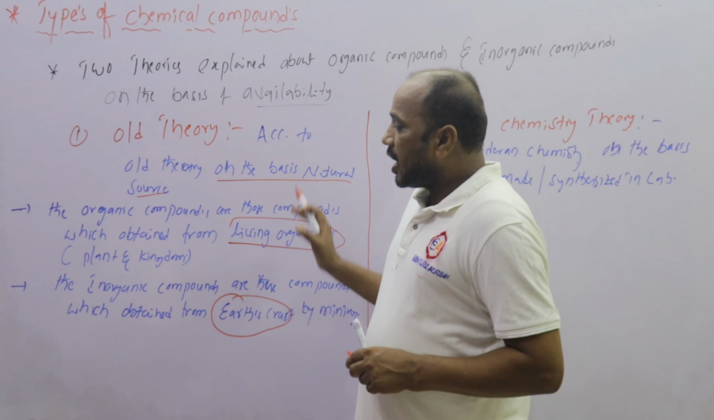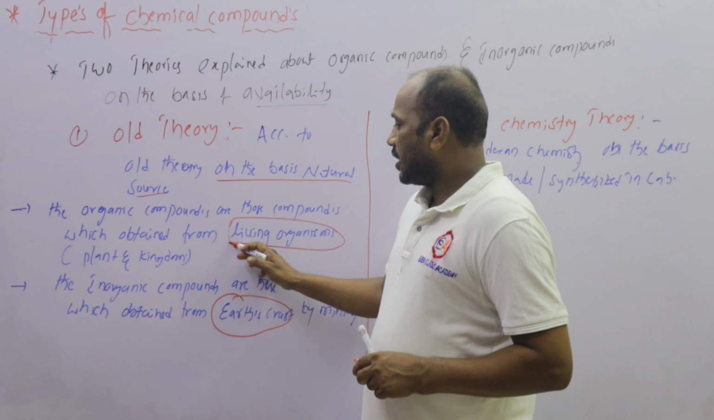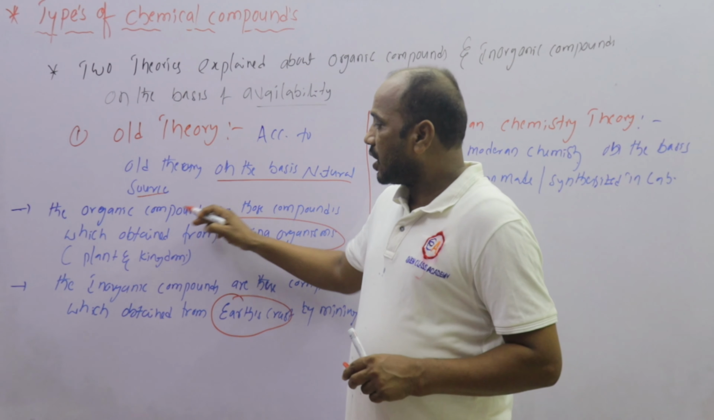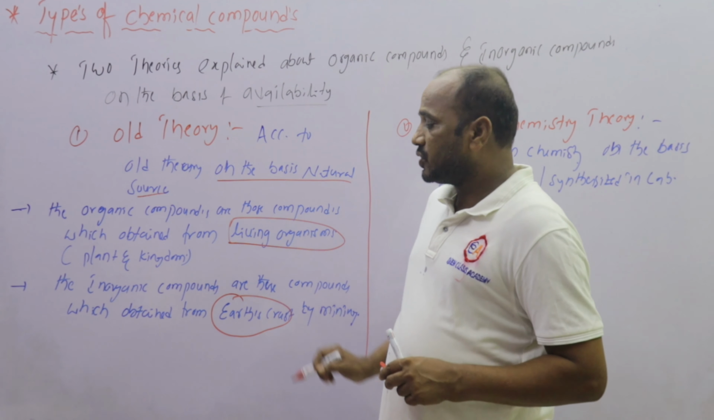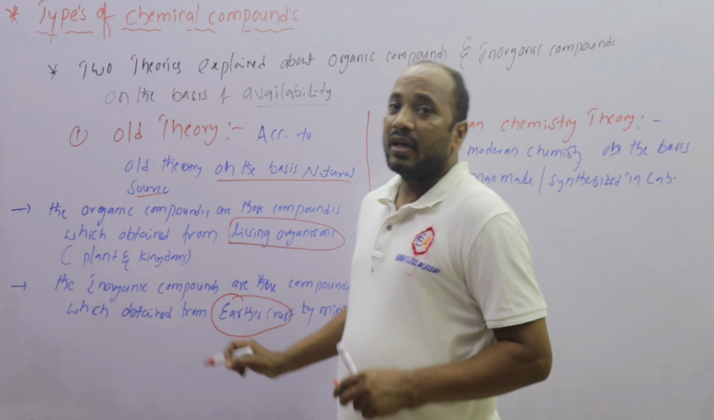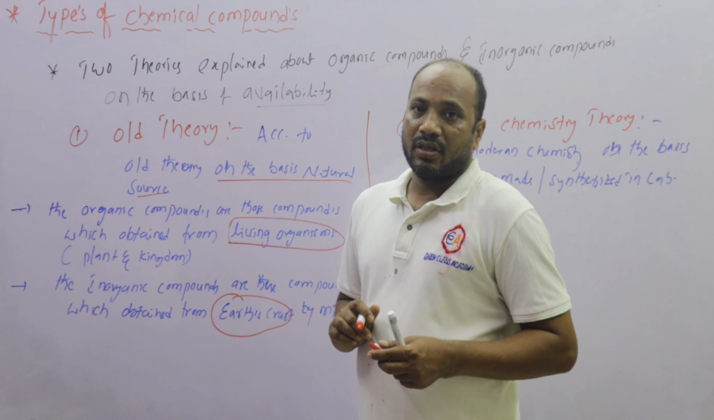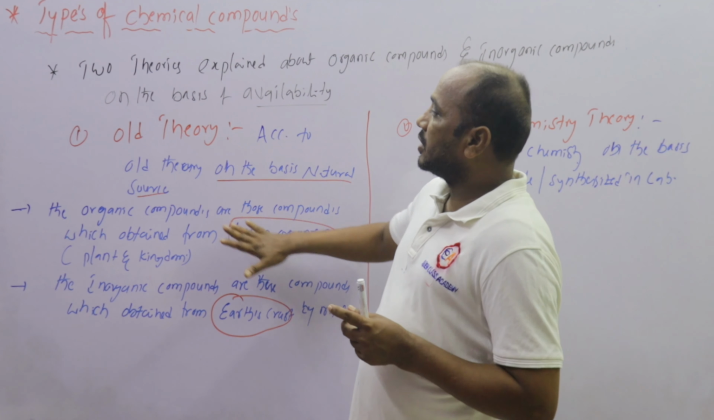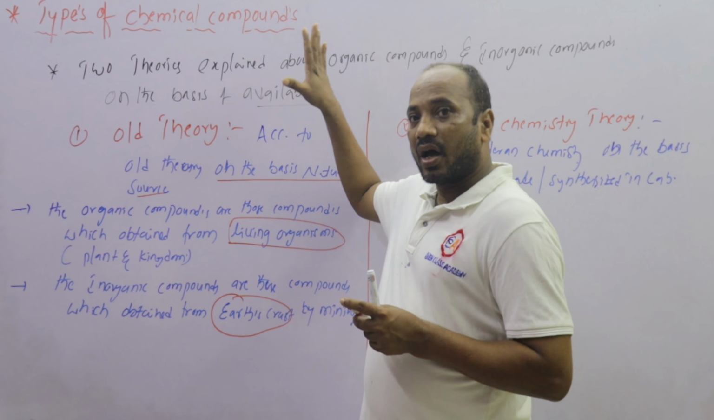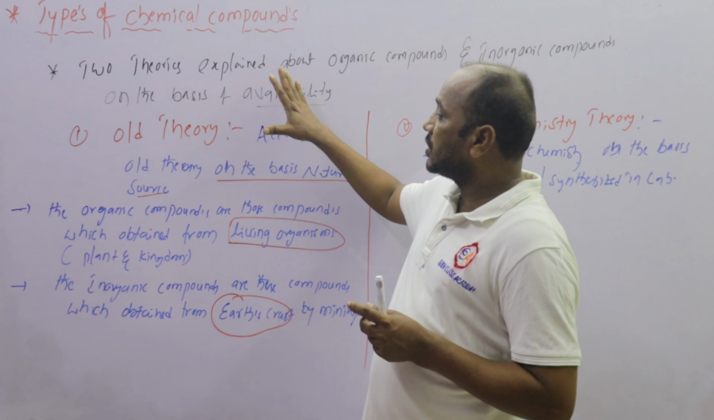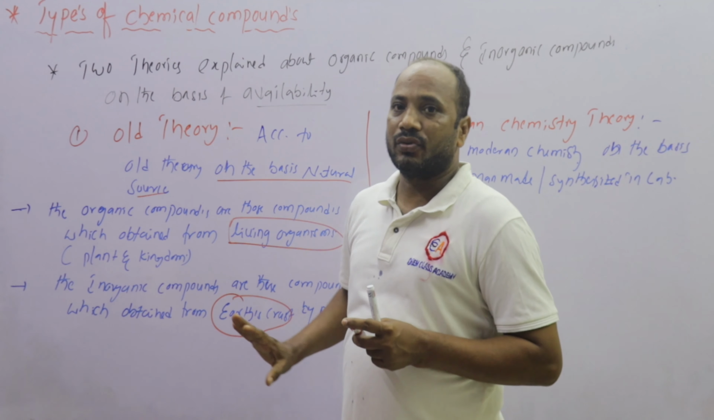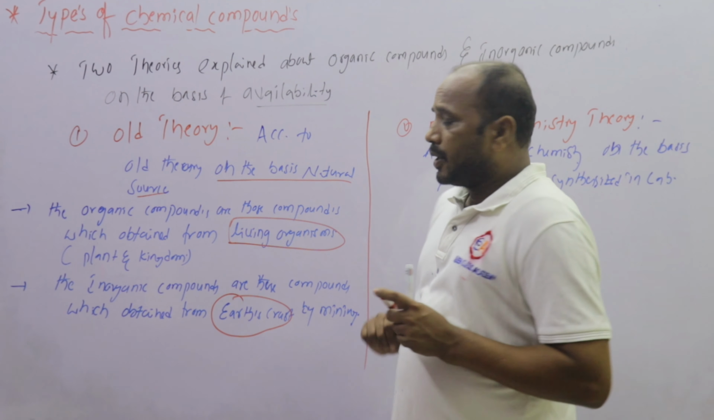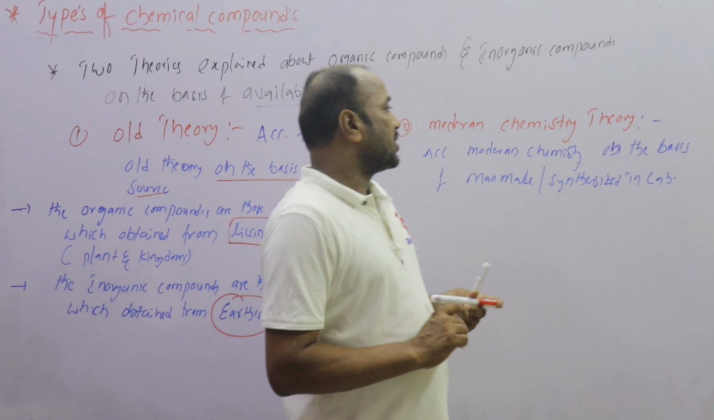So it is available naturally. Organic compounds are in living organisms, and inorganic compounds are in the earth crust by mining. So the whole old theory explains organic and inorganic compounds on the basis of natural source. Next, the modern chemistry theory.